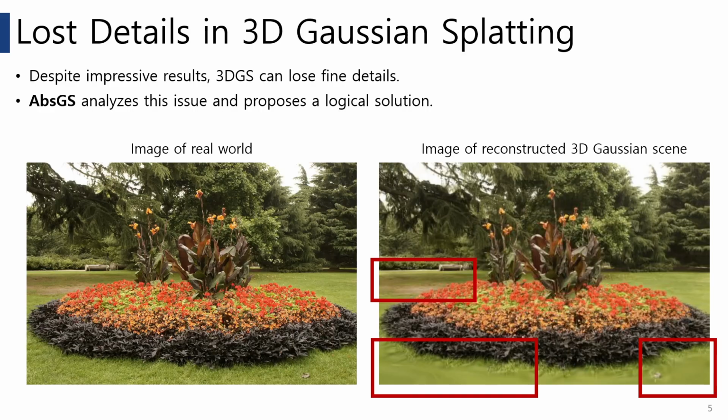However, despite these impressive capabilities, 3D Gaussian splatting can sometimes struggle with recovering fine details. If we compare the real-world image on the left with the reconstructed 3D image on the right, particularly in the areas highlighted by the red boxes, we can observe a loss of sharpness or a blurry appearance in certain regions, like the grass. The paper I'm presenting today, AbsGS, analyzes the reasons for this detail loss. It then proposes a straightforward and logical strategy to overcome this limitation.